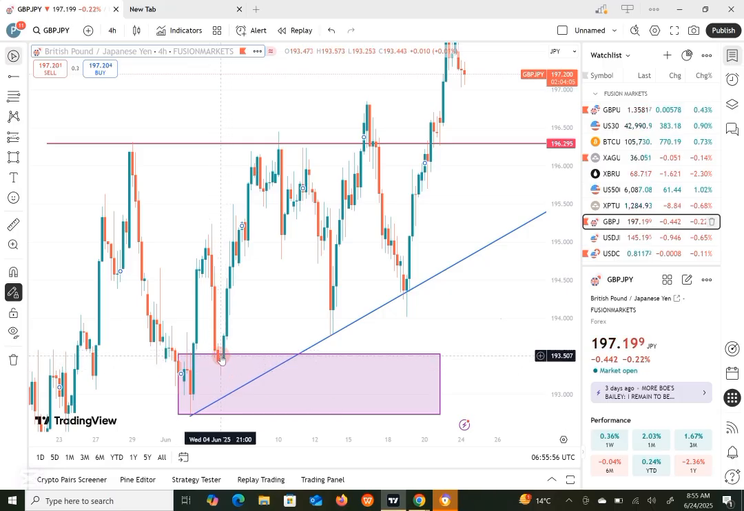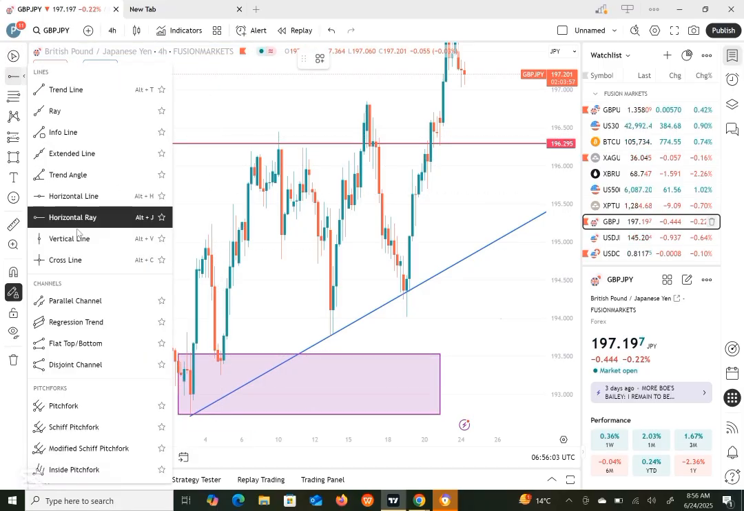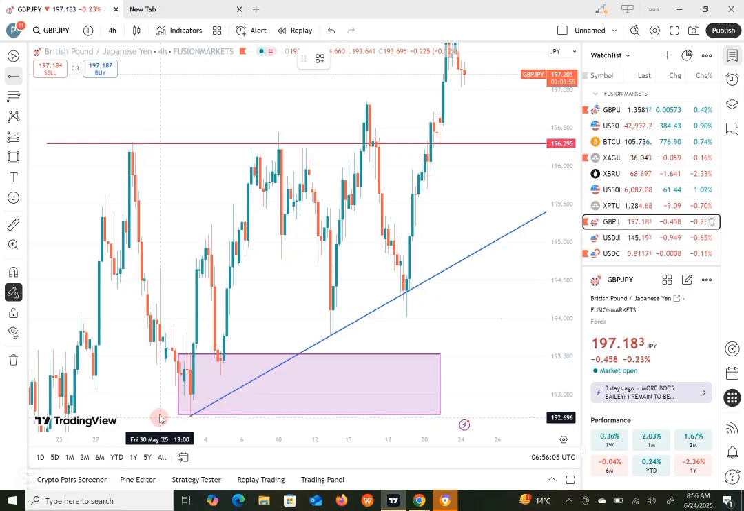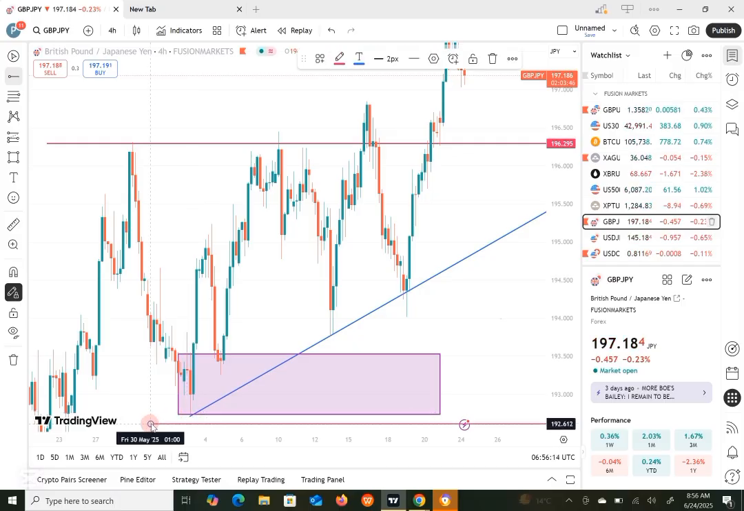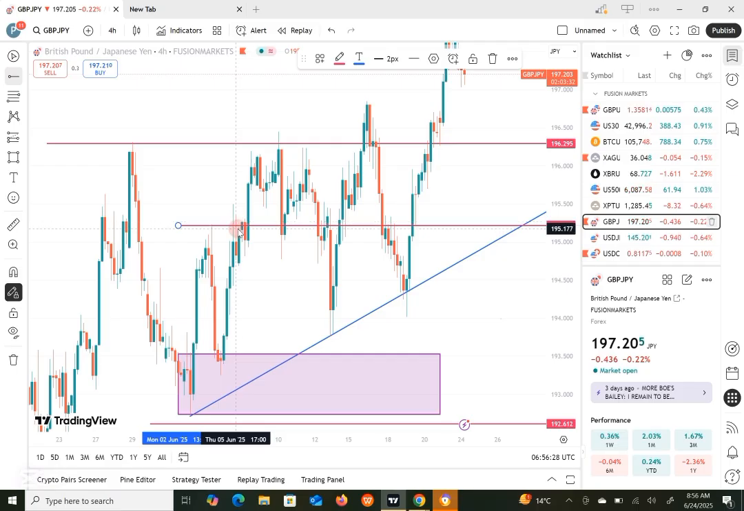So where will your entry be? Your entry will be just at the start of this order block. And where will your stop loss be? Your stop loss will be just below this zone, just below where this candlestick wick is, which is right here. And where will your take profit be? At the highest peak that was reached by the price before it turned, which is this place right here. This will be your take profit.